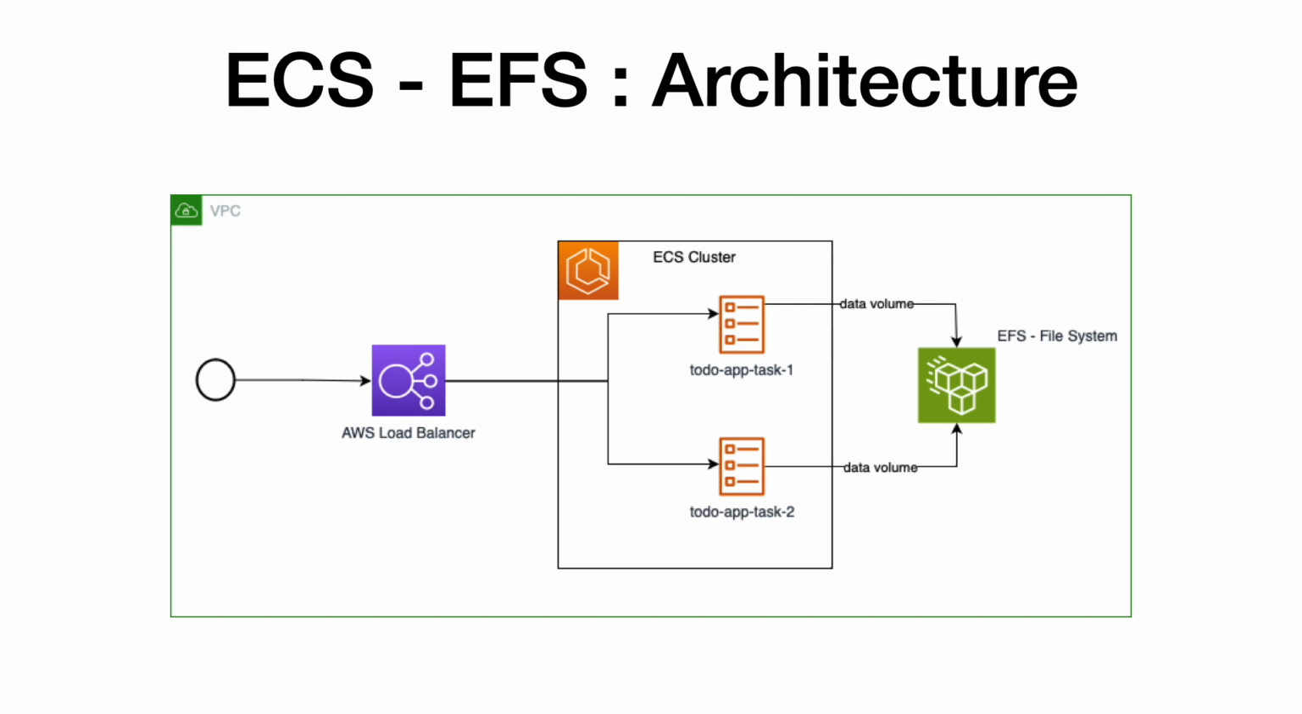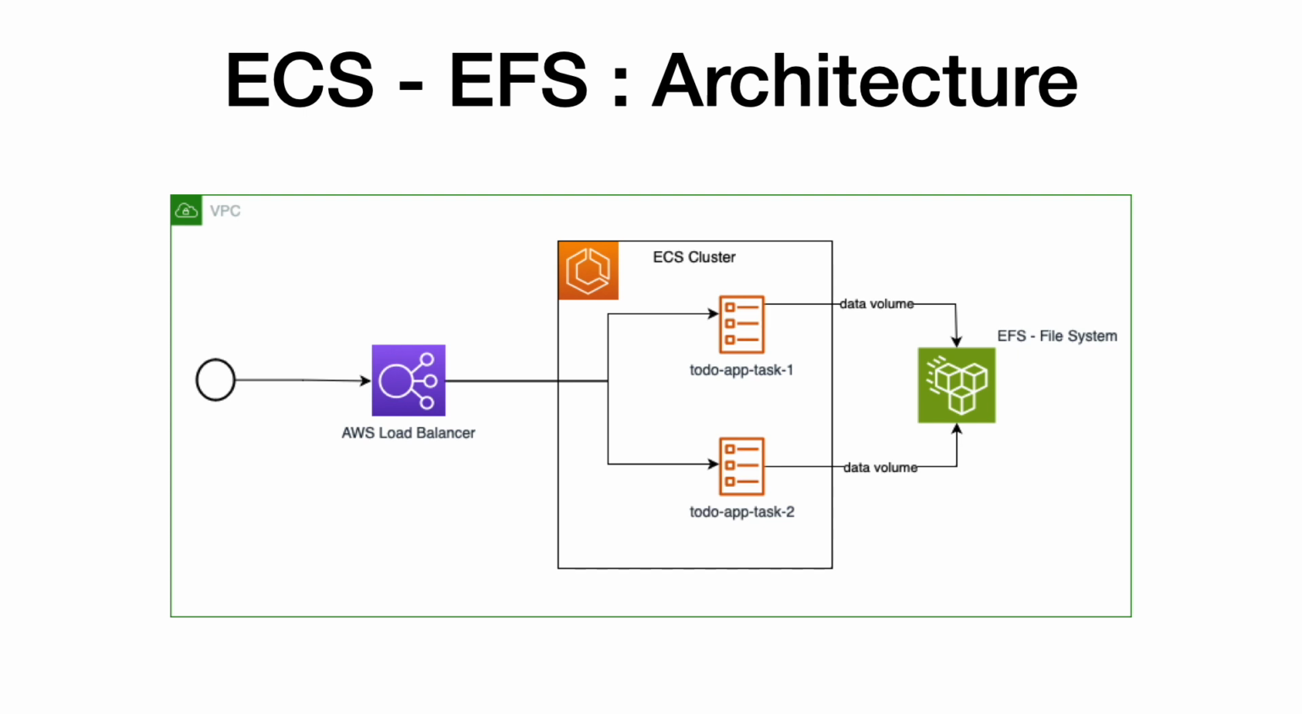VPC. Requests will be made to the load balancer, which will forward them to the tasks with the help of target groups. When any of the task instances are writing or reading any data, the respective requests will be made to the EFS system with the help of configured data volumes.